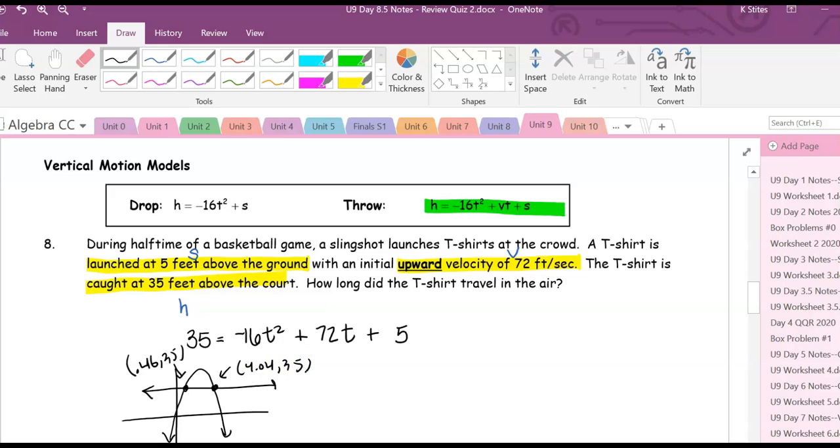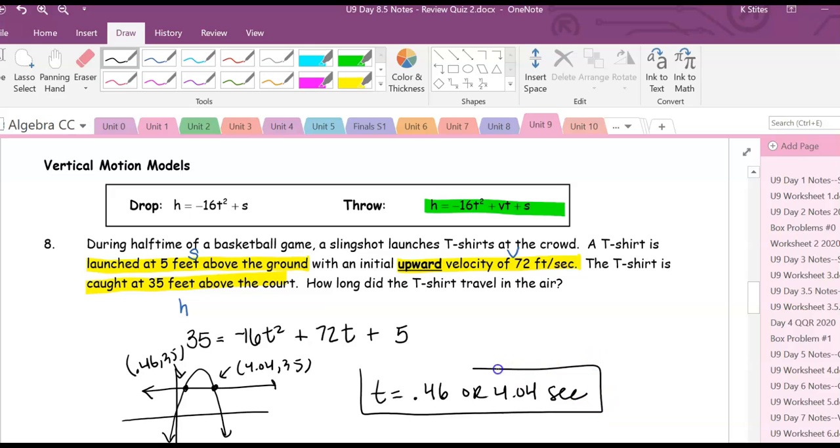This question is asking how long does it travel in the air for? So they aren't clear about whether we're catching this on the way up or the way down. So I'm just going to put both times, either 0.46 or 4.04 seconds, since both are positive. If we were catching it on the way down, it would for sure be the 4.04, but since the problem doesn't specify, it could be either of these.